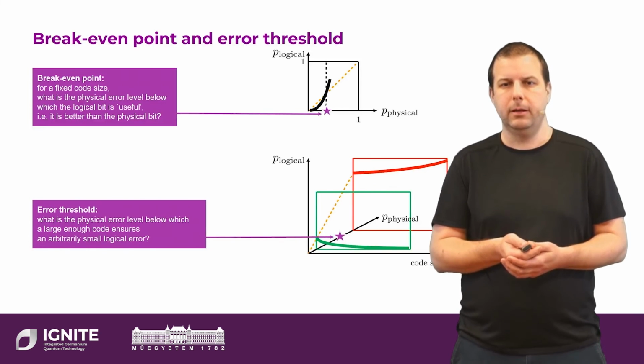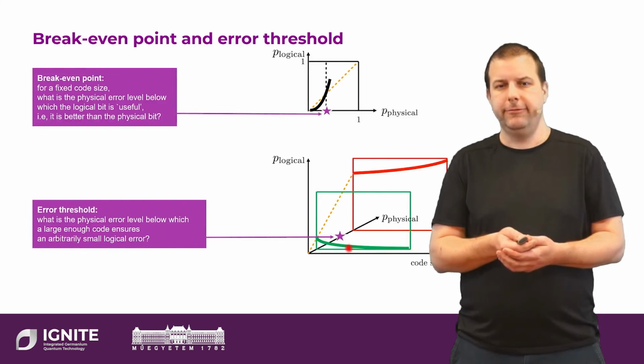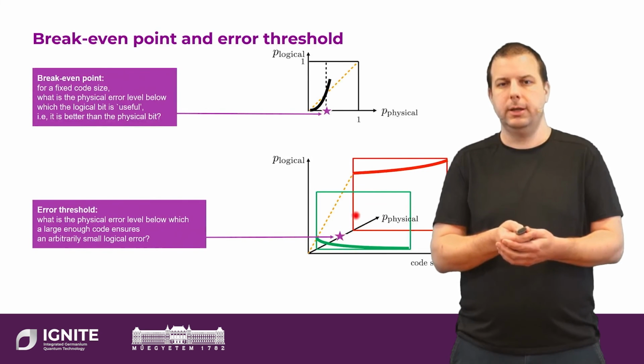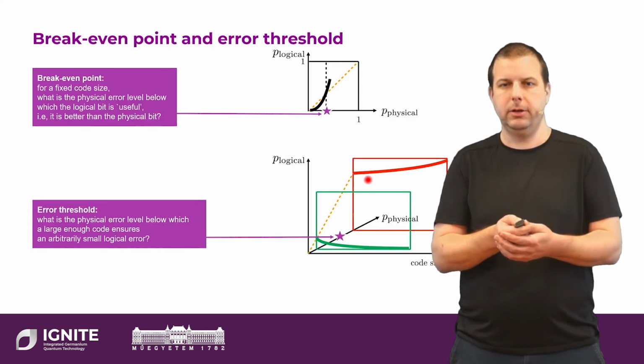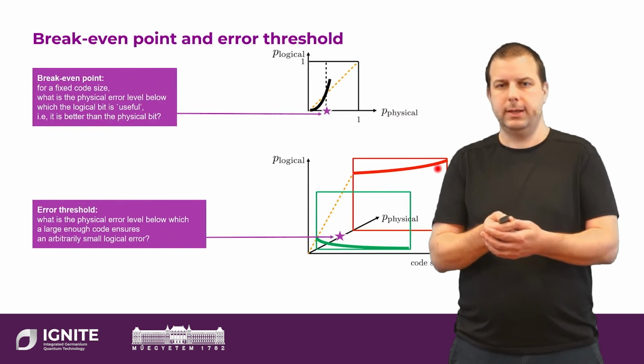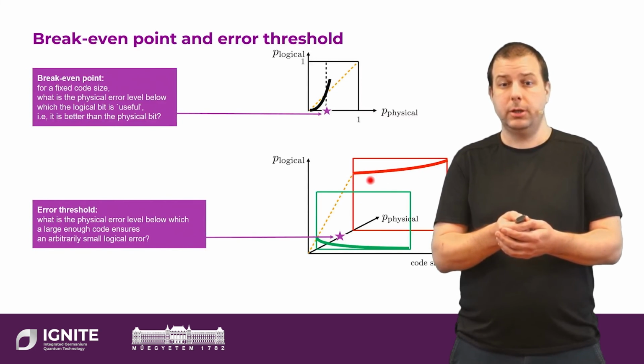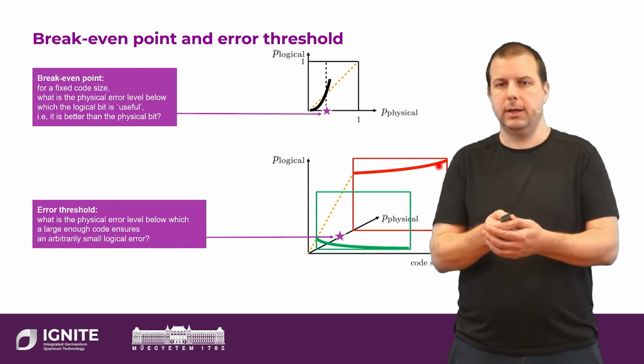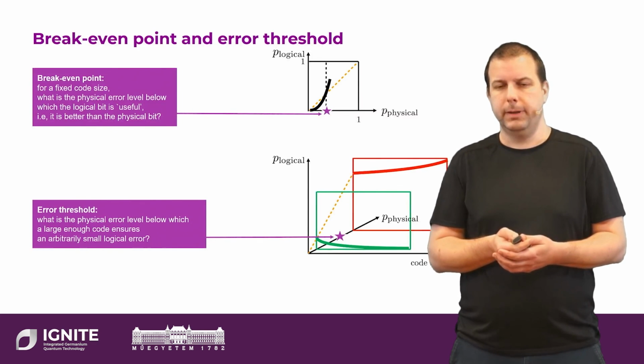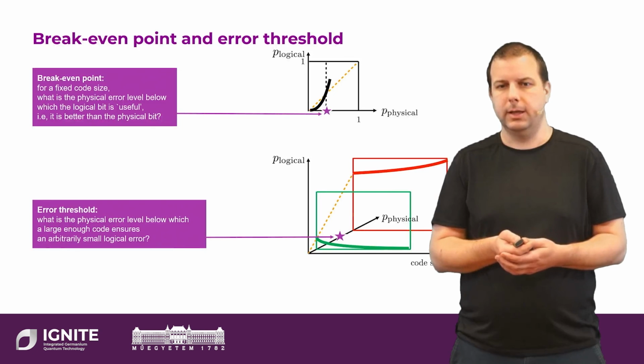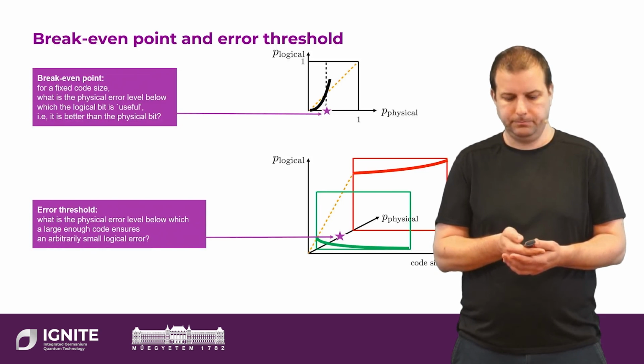But if the physical error is above this error threshold, then you see a qualitatively different behavior, when by increasing the code size, actually the logical error probability is getting larger and larger. So this is the parameter region where it doesn't make sense to scale up the error correction scheme.